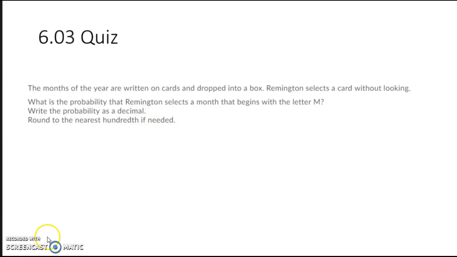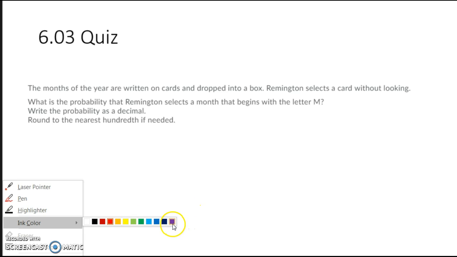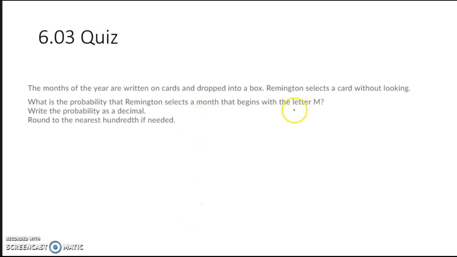So on our 6.03 quiz, you have this question, and it says the months of the year are written on cards and dropped into a box. Remington selects a card without looking. What is the probability that Remington selects a month that begins with the letter M?